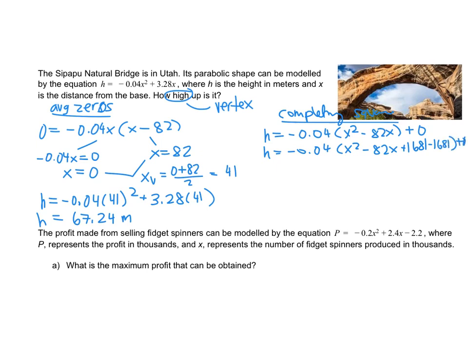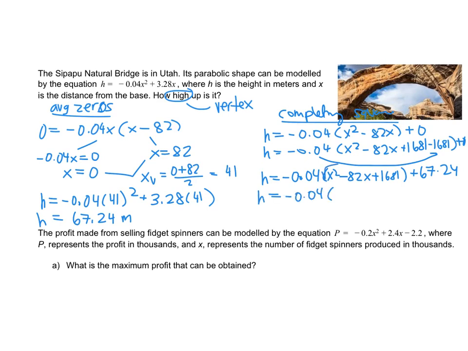Now the negative version, I don't need it, so I'm going to multiply it by negative 0.04 to kick it out of the bracket. So then I have x squared minus 82x plus 1681 in the bracket, and then negative times negative is positive, and when I multiply them, I get that 67.24. And then I can finish off that perfect square trinomial. The square root of x squared is x. I see subtraction for the middle term, and the square root of 1681 is 41.